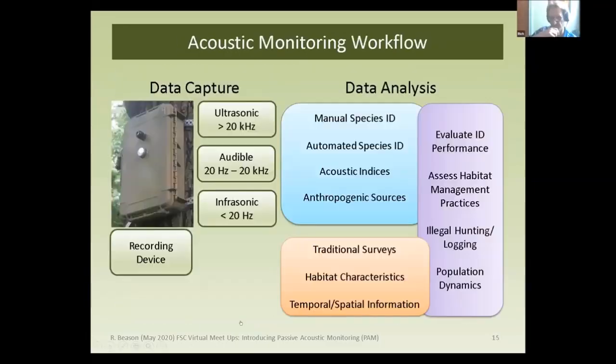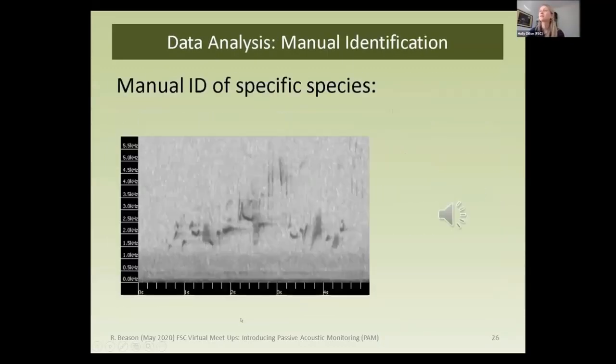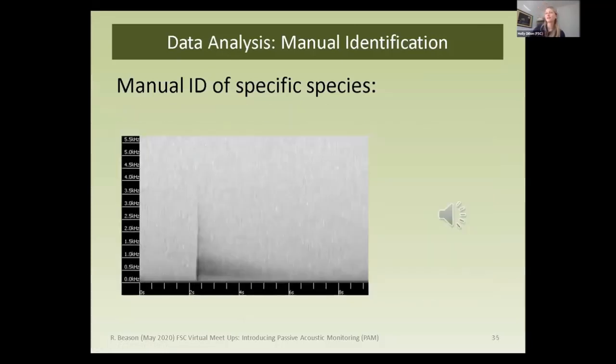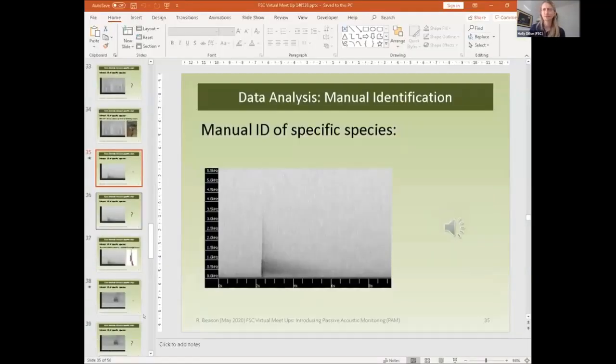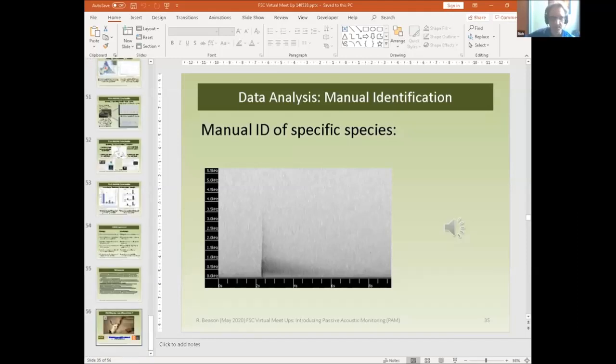Okay, so with automated ID software, how easy is it to allow for variability in calls within a species? Oh, I mean, that's part of the problem, really.